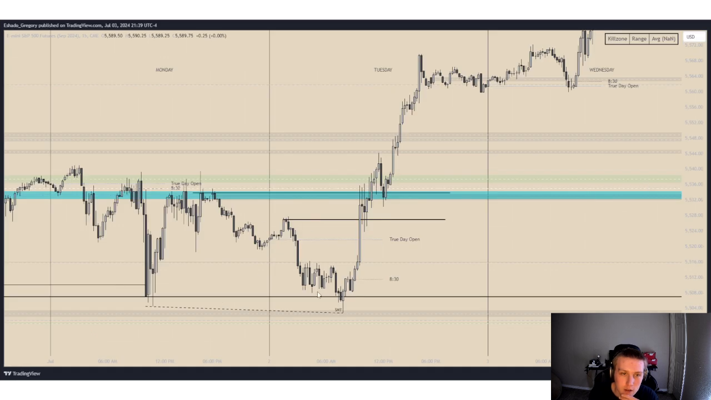All right, and here is ES here. We're drawing into that new day opening gap.